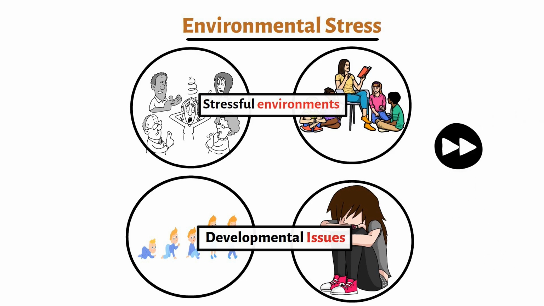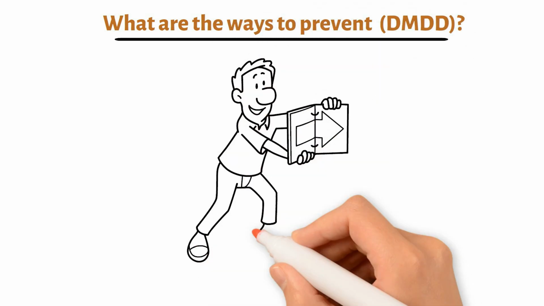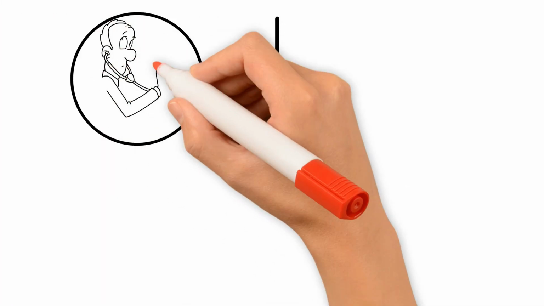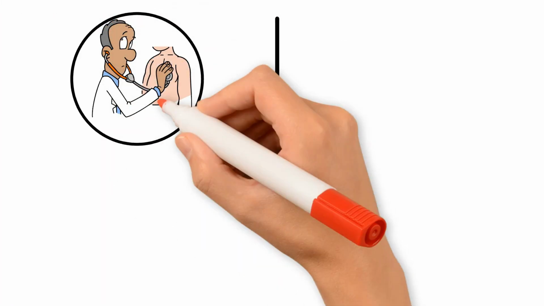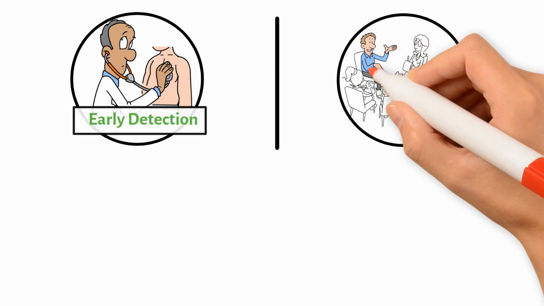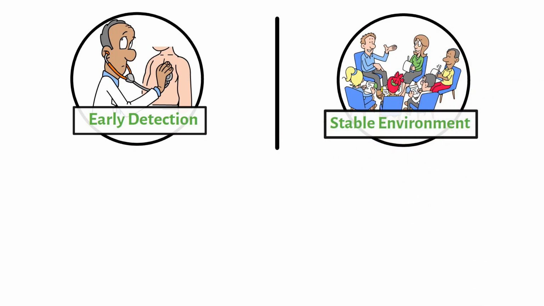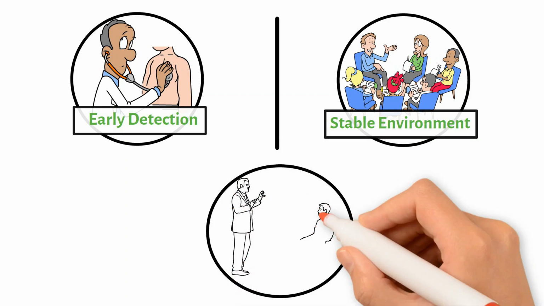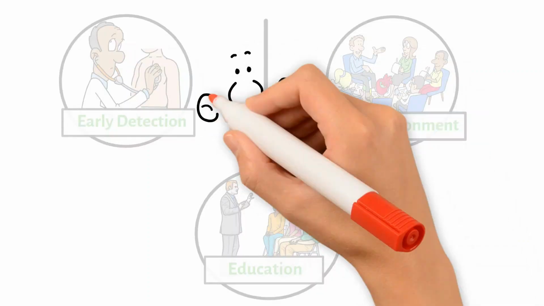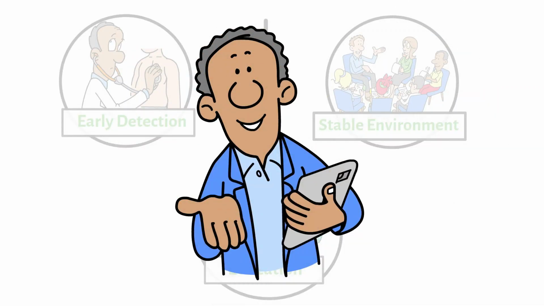Now let's move to the next points where we will learn how it can be prevented. Some steps are taken to prevent Disruptive Mood Dysregulation Disorder, DMDD, such as early detection. Early identification and intervention make it easier to manage this condition. Next, stable environment. A stable and supportive environment can provide the child with emotional stability. Next, education, educating parents and teachers about this condition so they can support the child. By following these steps, you can prevent Disruptive Mood Dysregulation Disorder, DMDD.